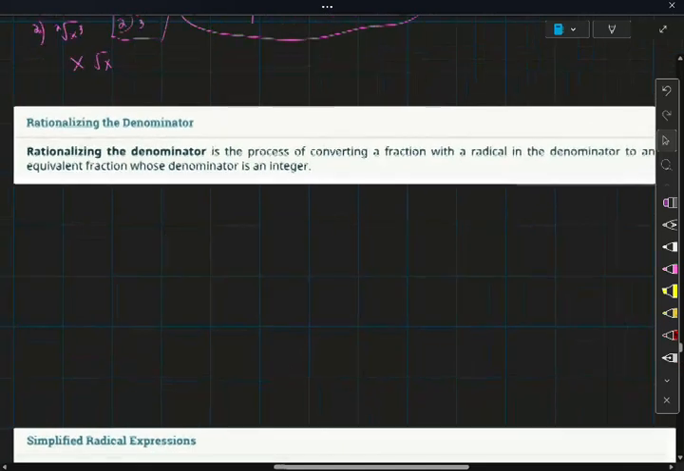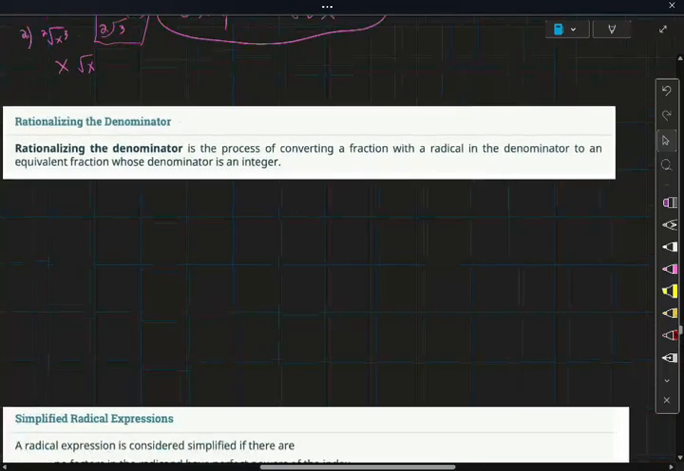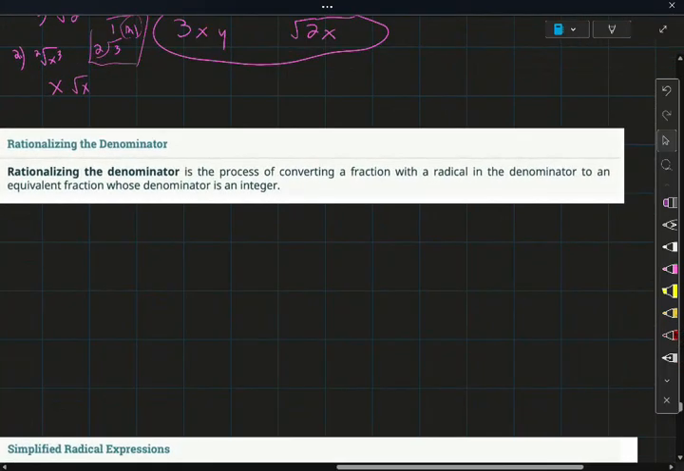Rationalizing the denominator is the process of converting a fraction with a radical in the denominator to an equivalent fraction whose denominator is an integer. So when I use the term rationalizing the denominator, if I have 1 over the square root of 3, and we're going to find out in a second, that's equivalent to the square root of 3 over 3. Look, I just rationalized the denominator. That's the equivalent fraction, but now the denominator is an integer.